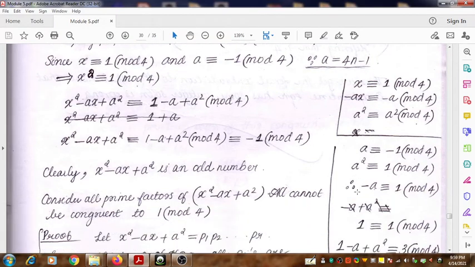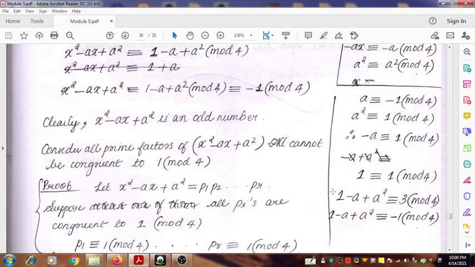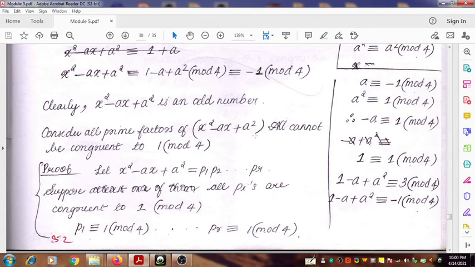Okay, you can see that the derivation is given here. After obtaining 1 minus a plus a square mod 4, you can write that it is congruent to minus 1 mod 4, and that step is explained here. Since a is congruent to minus 1 mod 4, a square is congruent to 1 mod 4.